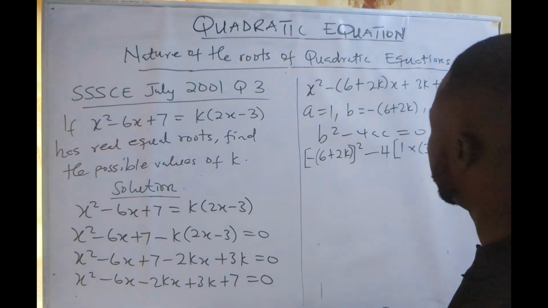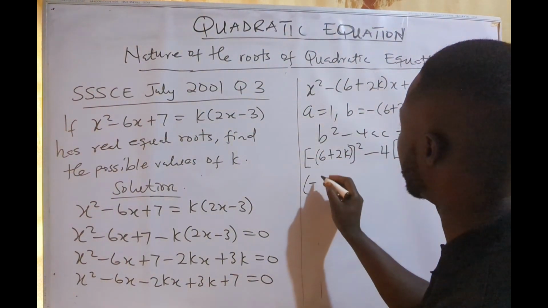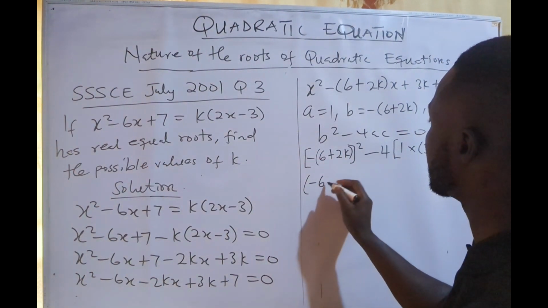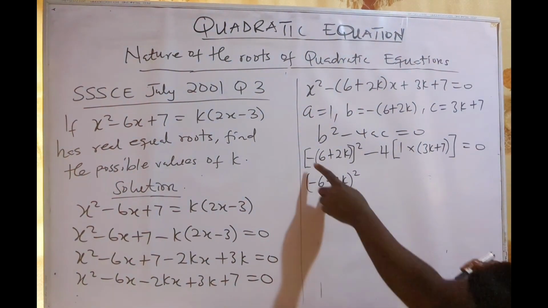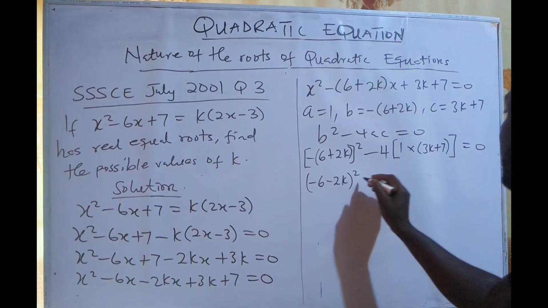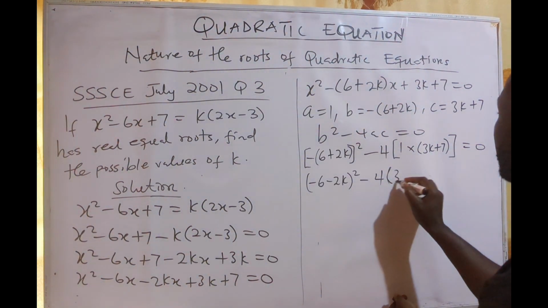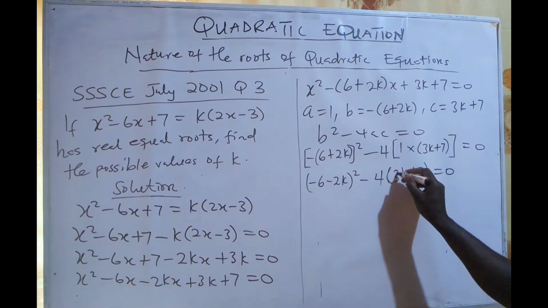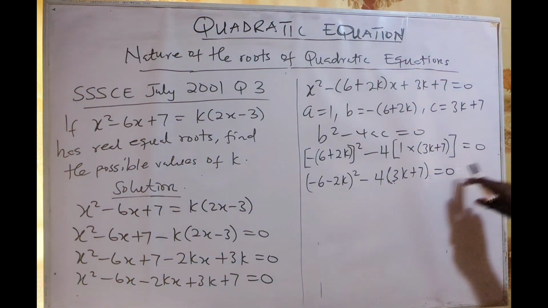Okay, so here, before I square it, let me write it in a way that the negative will affect it. So I have minus 6 minus 2k, all squared, because of the negative. Minus 6 will give me negative, 2k will give me negative, minus 4, and then 1 times everything here will be the same thing, so I have 3k plus 7 to be equal to 0. So this is what I'm going to have here.